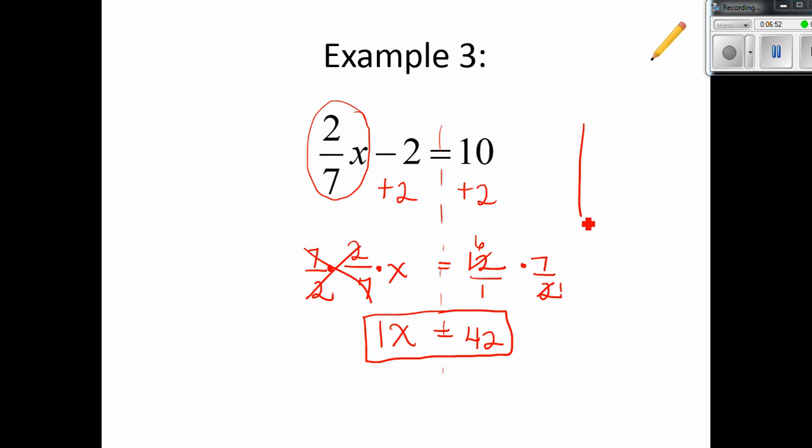Now I'm also going to make sure I check to verify that this is true. 2/7 times 42 minus 2 will hopefully give us 10. So 7 goes into 42 6 times. 2 times 6 is 12. 12 minus 2, it certainly is 10. So that is the solution that makes the statement true.